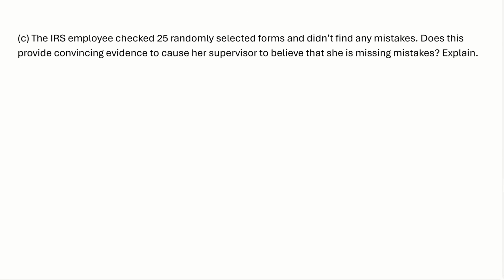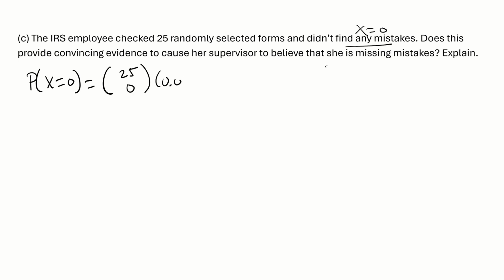All right, part C. The IRS employee checked 25 randomly selected forms and didn't find any mistakes. Does this provide convincing evidence to cause her supervisor to believe that she is missing mistakes? Explain. All right, so first off, you have to calculate the probability of not finding any mistakes, so X equals 0. Okay, so let's do that. The probability of X equals 0 is equal to 25 choose 0 times 0.08 to the 0 power times 1 minus 0.08 to the 25th power.